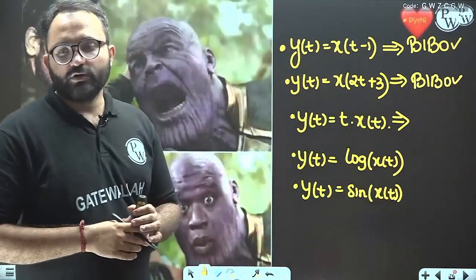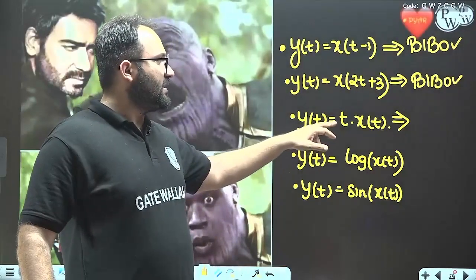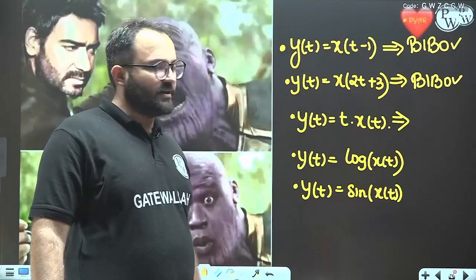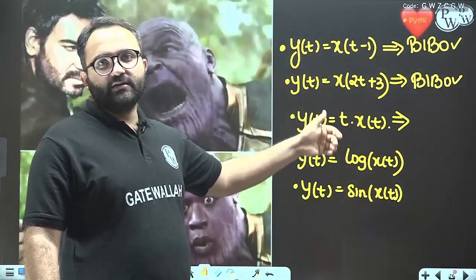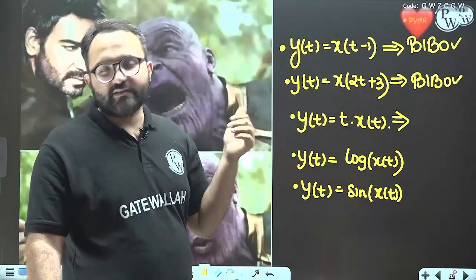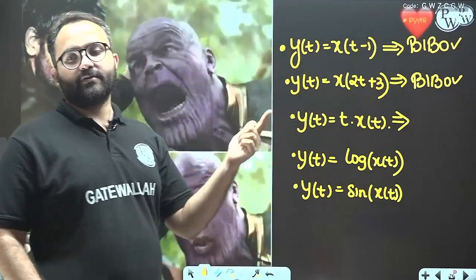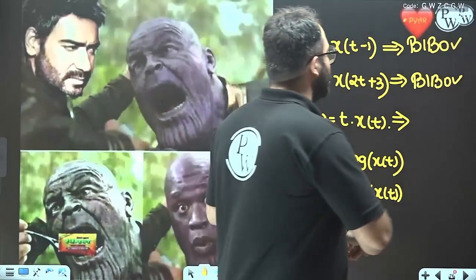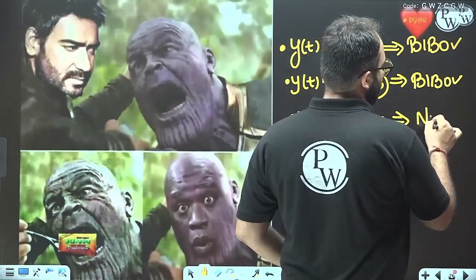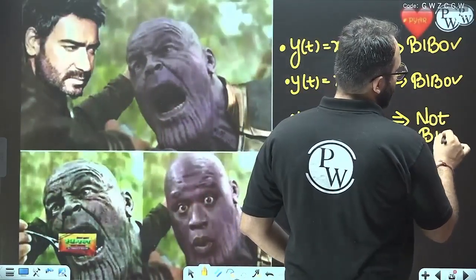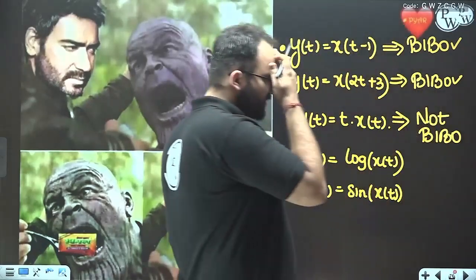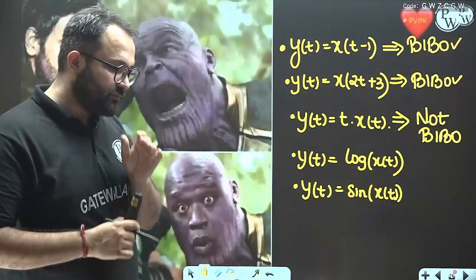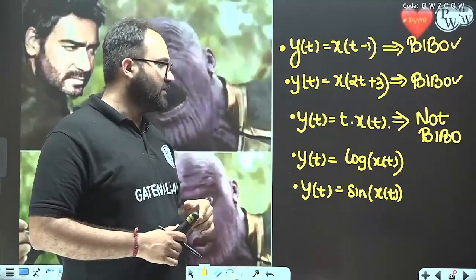Third is t·x(t). This means we are multiplying the input with t. Now, just take an example here. If the input is u(t), the output will be t·u(t), that is, the output will be a ramp. Ramp means it will go to infinity as t tends to infinity. So the output is not bounded. So this is not BIBO, even if the input is bounded.